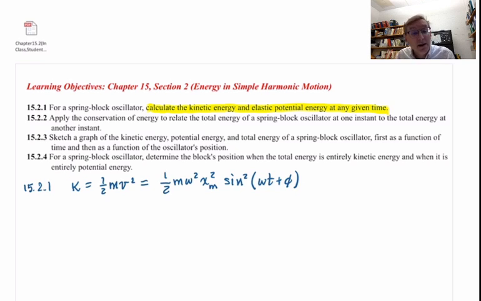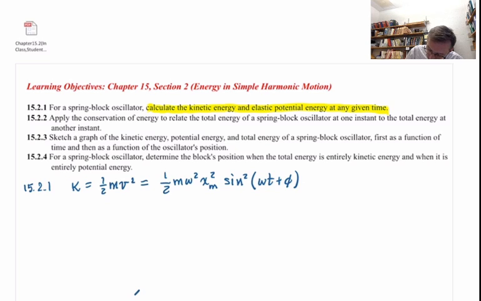And we showed a plot of that on a Wiley Plus animation in the previous video lecture. It oscillates like a sine squared, where sine squared itself oscillates between 0 and 1. So the kinetic energy oscillates between a minimum of 0 and a maximum of 1/2 m omega squared x max squared. So you can use this formula to calculate the kinetic energy at any given time.